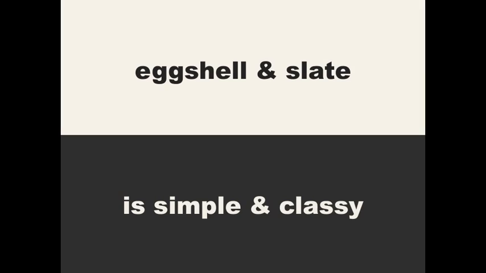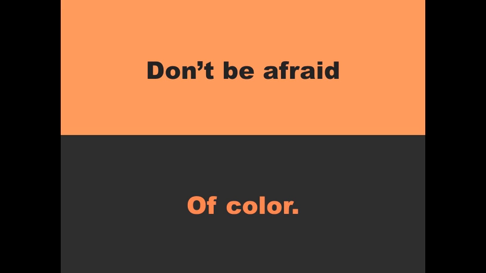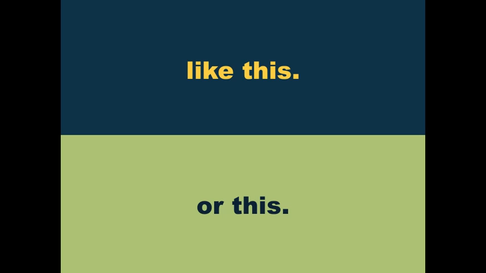So if you want to class it up a little bit, you can go with, call this an eggshell and a dark gray or slate. That gives a little bit of a different look. Again, you can see it's easy to read. And I just want to say, don't be afraid of color. As long as it's dark font over light background or very light font over dark background, you will be good. So here are some interesting color combinations.